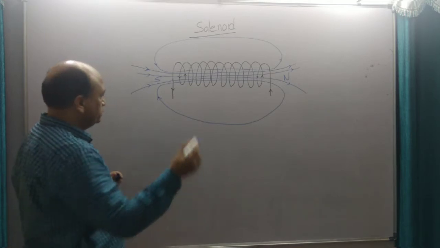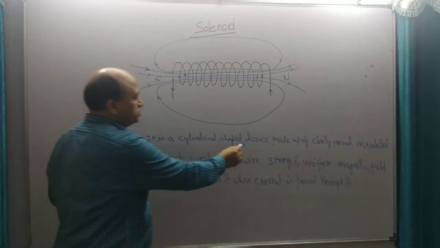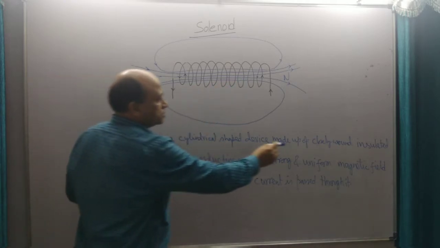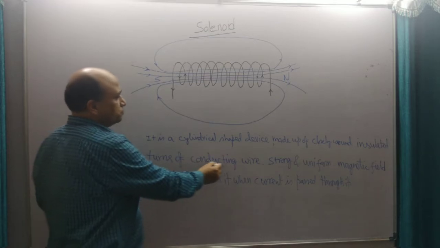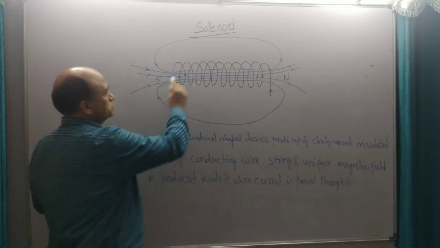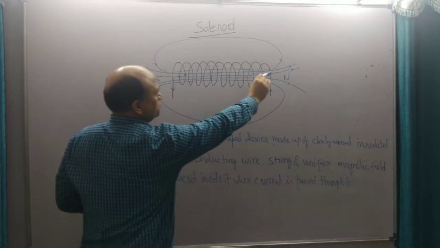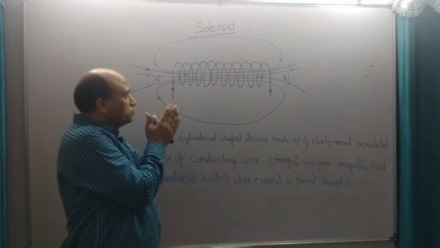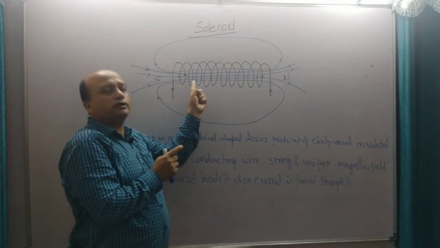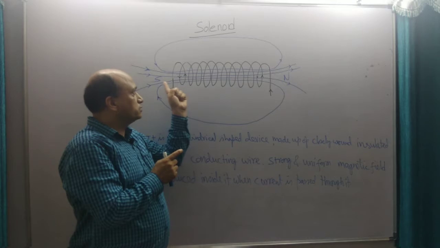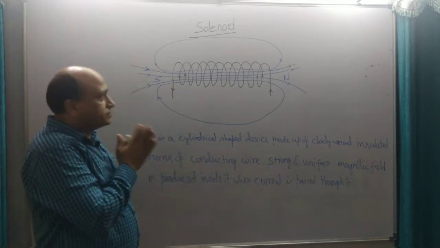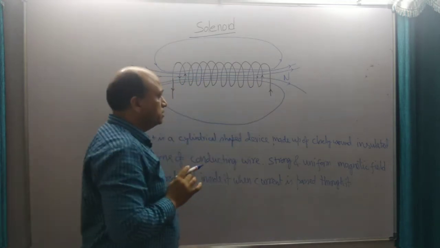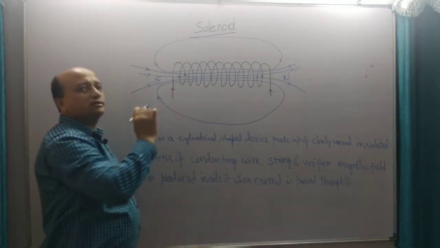Once again, what is solenoid? Solenoid is a cylindrical shaped device or cylindrical shaped structure. It is made up of closely wound insulated turns of conducting wire. These are closely wound and a number of turns are there of conducting wire and these are insulated ones. These all are not in electrical contact with each other. Each turn is isolated electrically from other turn. Current is passing through wire only and its length is much larger than its diameter.